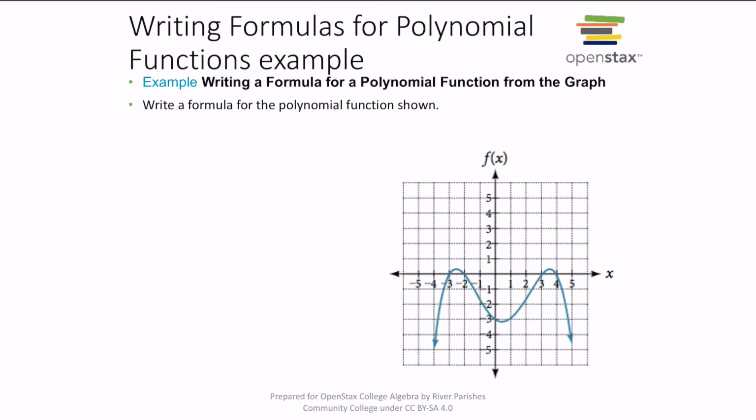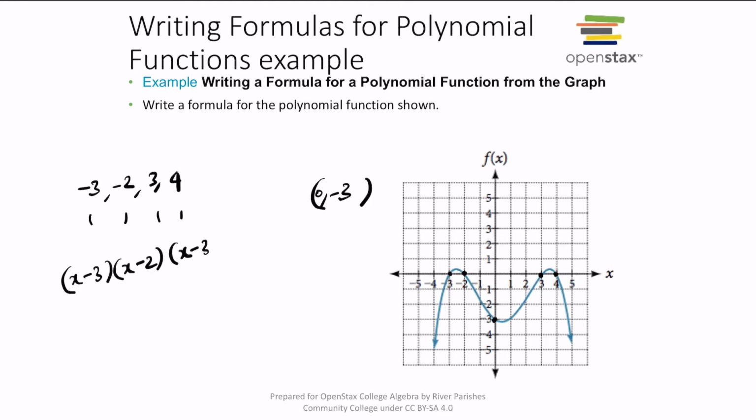So let's find the idea here. You have -3, -2, 3 and 4. So the values are -3, -2, 3 and 4, and it passes through the point (0, -3). Now notice that all of them are crossing the graph, which means that if they cross the graph, there's multiplicity; the least multiplicity that we can give them is 1.